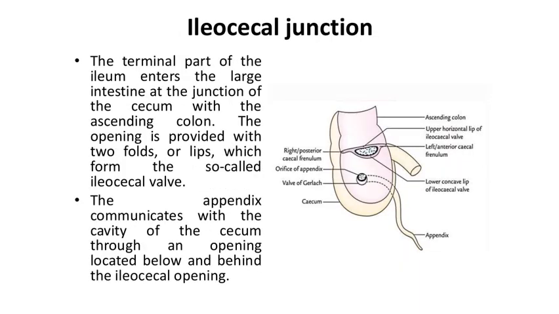Ileocecal junction. The terminal part of the ileum enters the large intestine at the junction of the cecum with the ascending colon. The opening is provided with two folds or lips, which is called the ileocecal valve. The appendix communicates with the cavity of the cecum through an opening located below and behind the ileocecal opening.